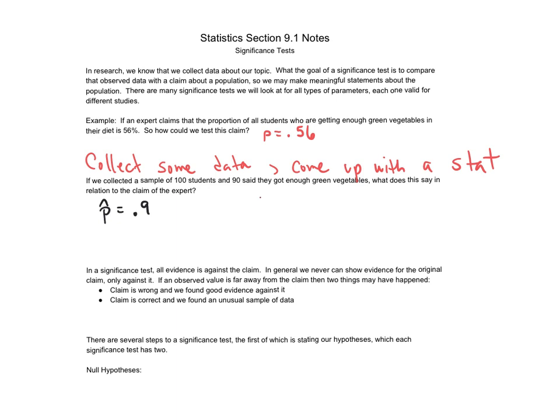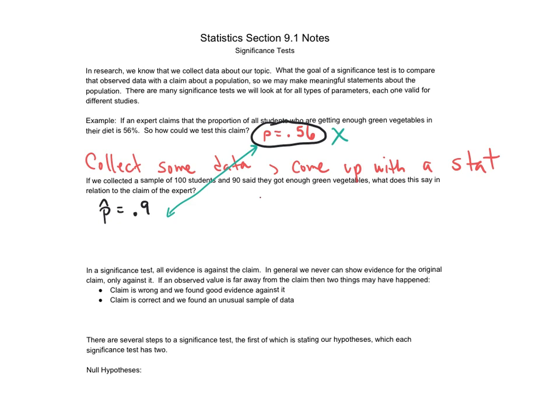So if we're asking, what does that say in relationship to this claim? This expert is saying 56% of all students are getting enough green vegetables, and this is saying 90% of the sample got enough green vegetables. That's obviously a lot higher than what the expert is saying. So what does that say in relation to the claim? Do you think this is enough information to say maybe this claim up here is incorrect? The answer is, yes, it certainly could be.